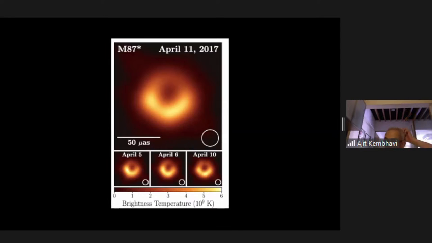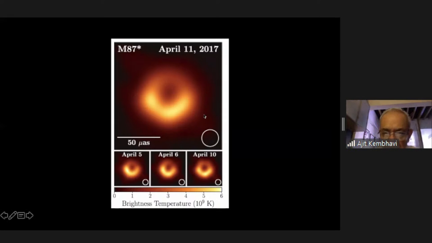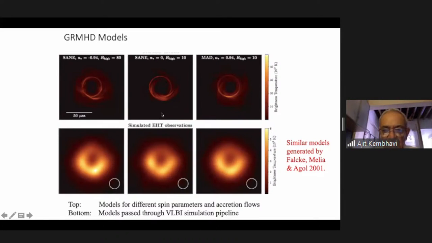Then if the part which you see at the bottom is rotating towards you, there will be a velocity directed towards you, which because of special relativistic effects makes the radiation coming from there much brighter. So if you take into account all these effects, then this is the image that they have got. But what is the theoretical situation?